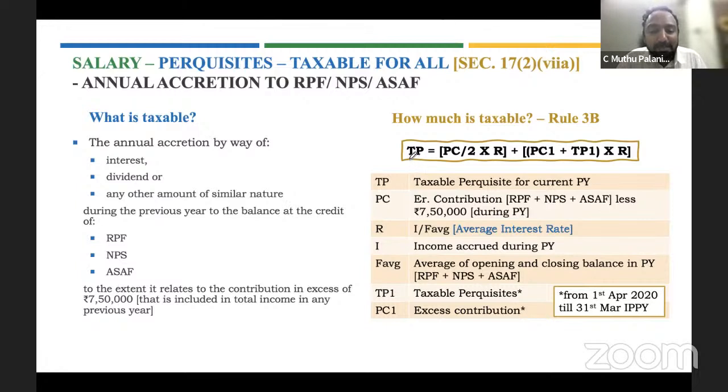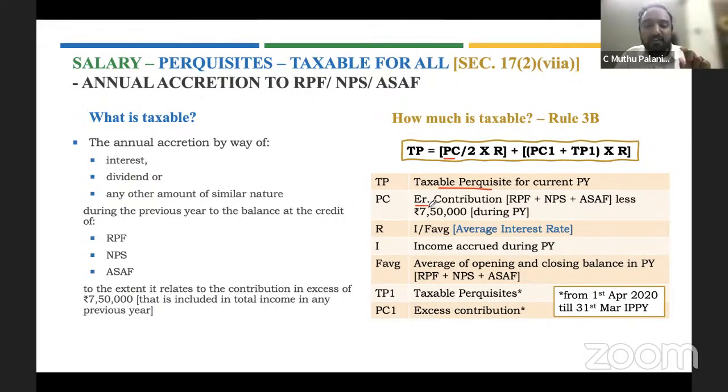Basically, TP represents the taxable perquisite for the current year. So I'm going to identify what is the taxable perquisite for the current year. If it's financial year 22-23, I'm going to identify for financial year 22-23. My first exercise is PC by 2. What is PC? Employer contribution, that is principal contribution. Principal, as in articles: when you have an article, who's your principal? Principal is your boss, your employer. So remember PC as principal contribution. It's nothing but the employer's contribution. Please remember, employee contribution is already discussed in the PF provision itself. What we are discussing here is the employer's contribution.